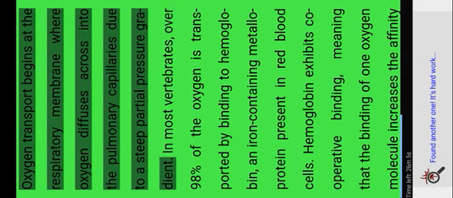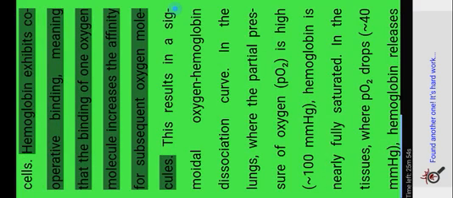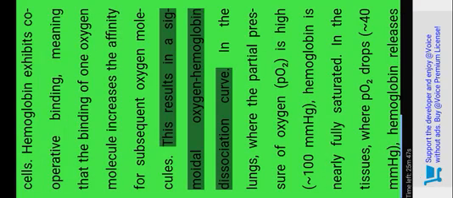Oxygen transport begins at the respiratory membrane where oxygen diffuses across into the pulmonary capillaries due to a steep partial pressure gradient. In most vertebrates, over 98% of the oxygen is transported by binding to hemoglobin, an iron-containing metalloprotein present in red blood cells. Hemoglobin exhibits cooperative binding, meaning that the binding of one oxygen molecule increases the affinity for subsequent oxygen molecules. This results in a sigmoidal oxygen-hemoglobin dissociation curve.